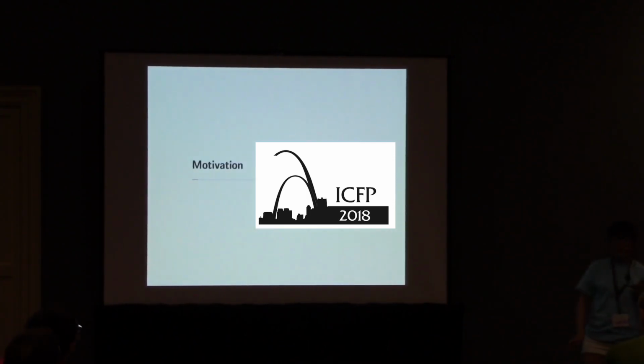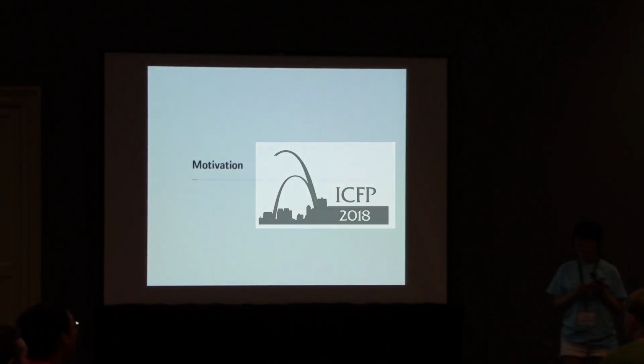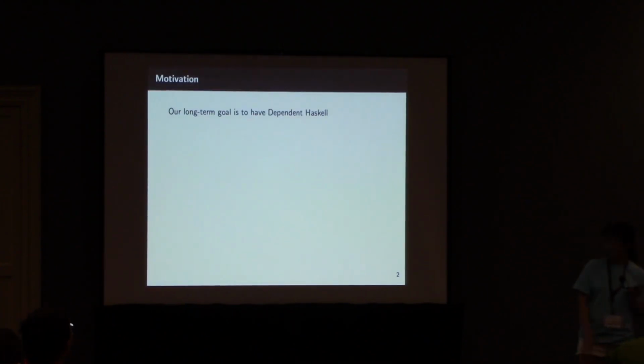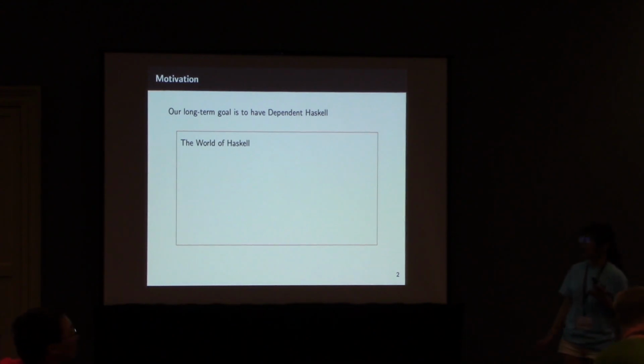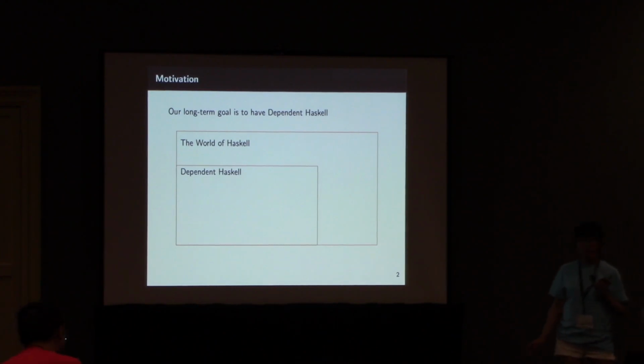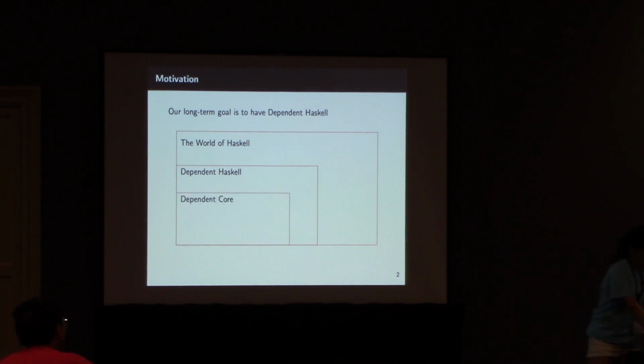First, I want to give you a big picture about this project. Why do we want coercion quantification and what's going on here? The long-term goal of our project is to have dependent Haskell. Suppose this whole big box is what you want from the Haskell, and now we want it to be dependently typed. And the first step towards dependent Haskell is to have a dependent core.